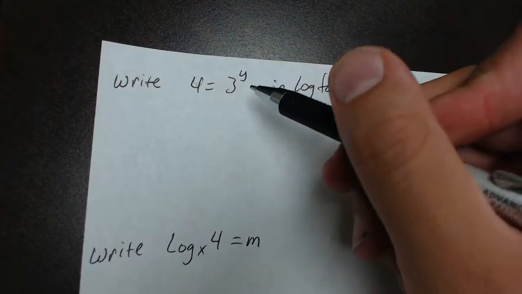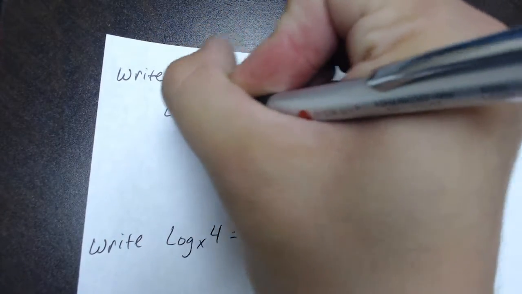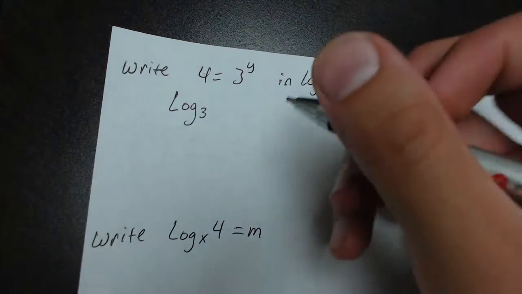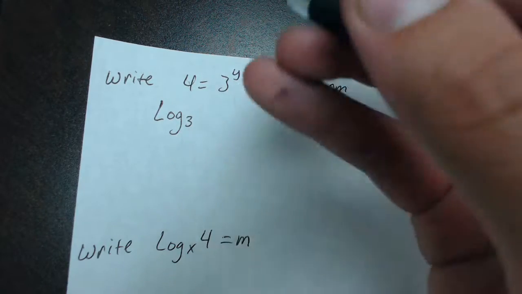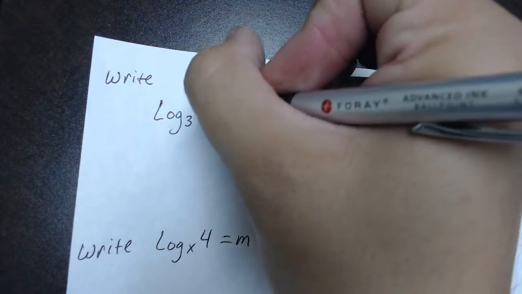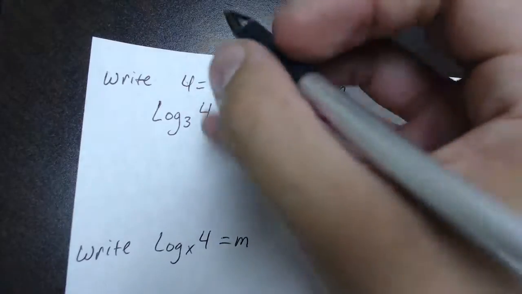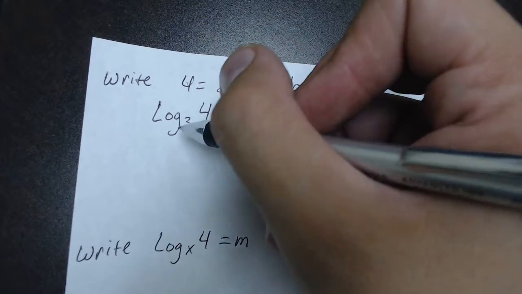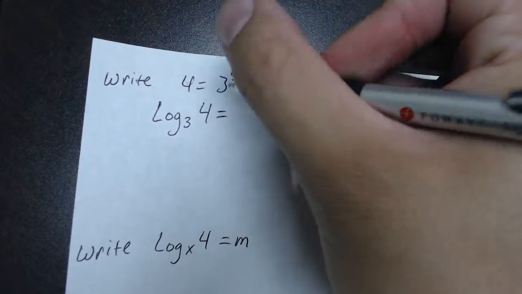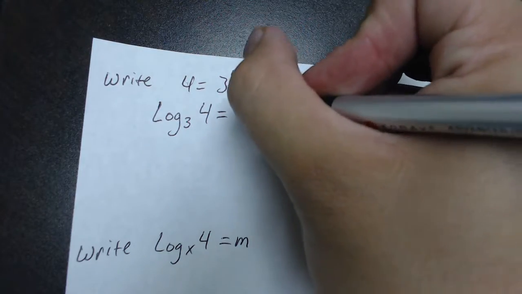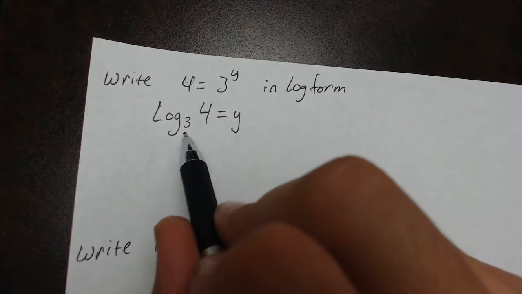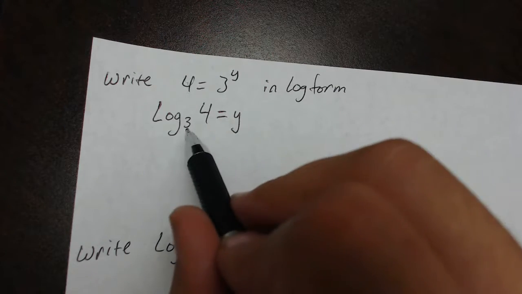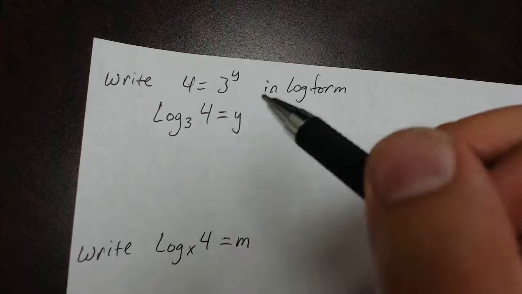So what we do here is we take the base number of the exponent, and that becomes the base of our log. And we write it as log base 3. It makes sense to call it a base because it goes right at the bottom of the log. So we say log base 3 of 4 equals y, which means that 3 to the power of y would give us the answer of 4.